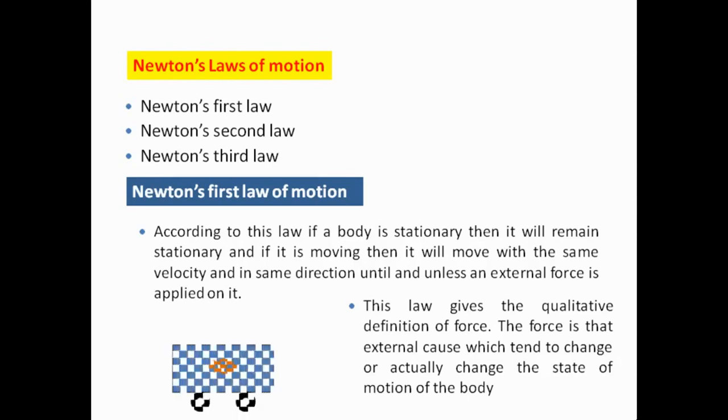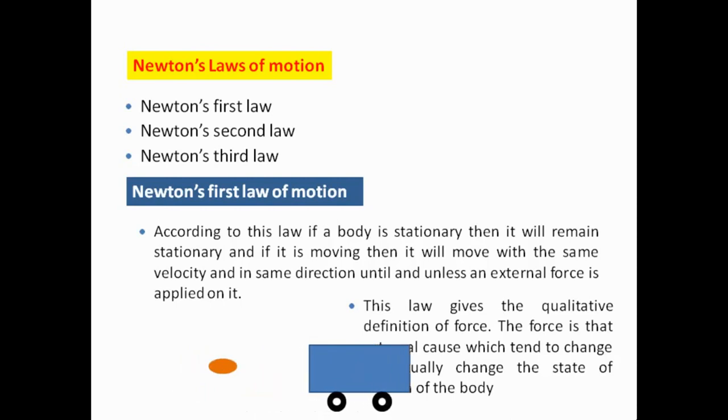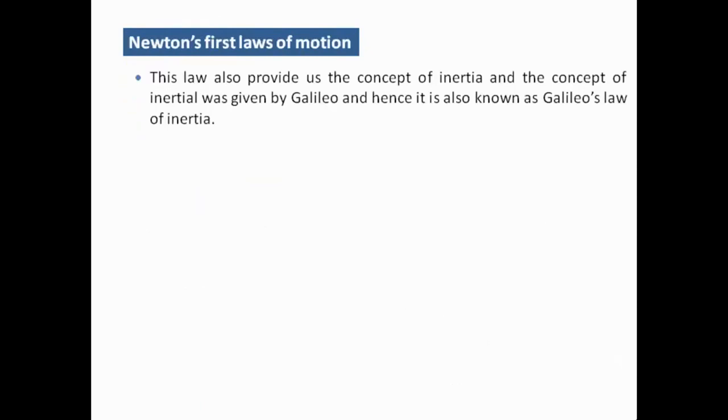of the body. Here we have a body and a coin is placed on it. Now we apply a force, so the body moves in the forward direction and the coin wants to remain in its position, so it will fall down. This law also provides us the concept of inertia, and the concept of inertia was given by Galileo, and hence it is also known as Galileo's law of inertia.